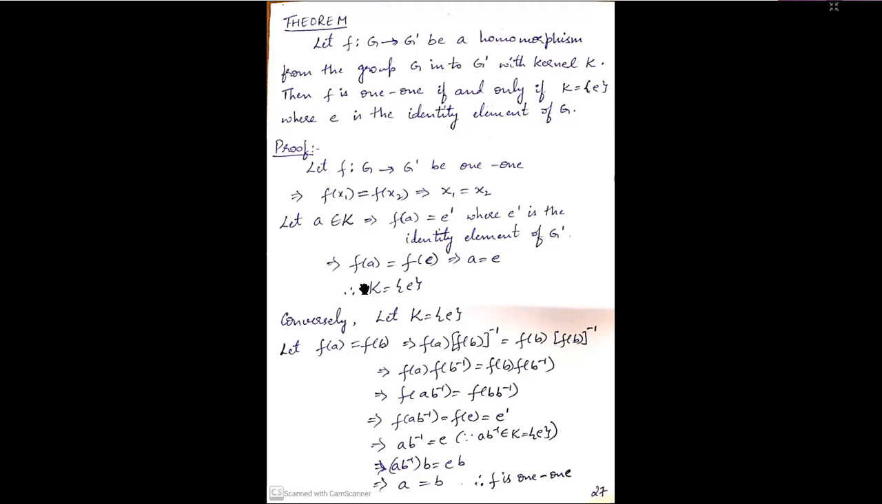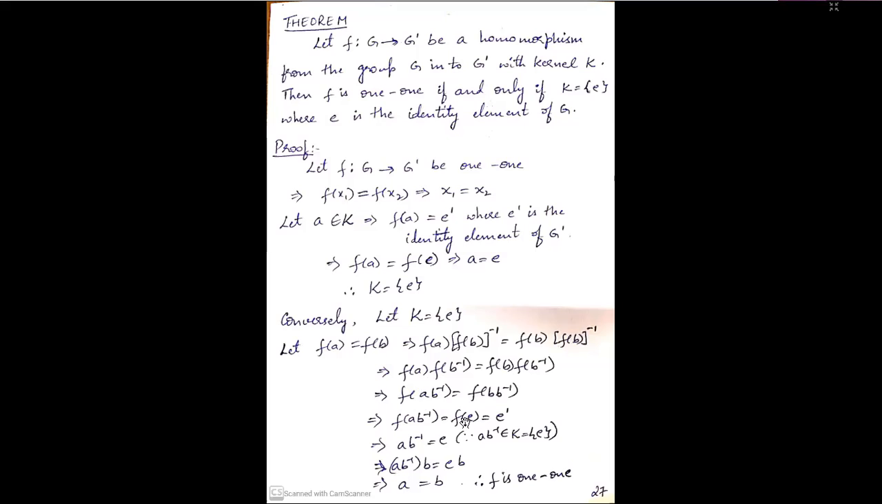So for any a in K, we have shown that the element a is equal to identity. Now conversely, let K be equal to singleton identity. Now we need to show that if f of a is equal to f of b, then a is equal to b. For that, I multiply both sides from the right-hand side with f of b inverse. So f of a into f of b inverse is equal to f of b into f of b inverse. And since f is a homomorphism, I can write it as f of ab inverse is equal to f of bb inverse.